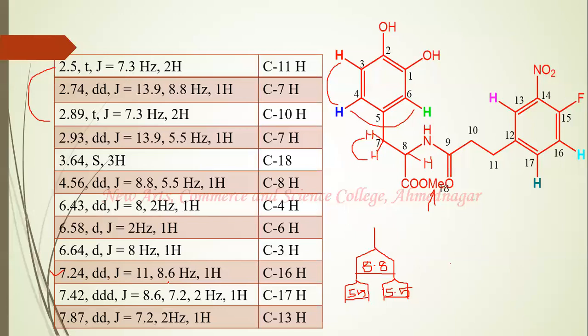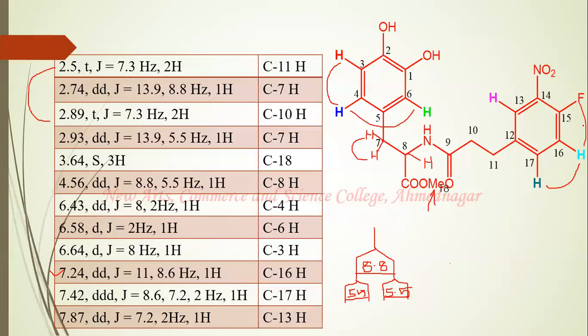Usually this 11 hertz coupling constant value is not seen in case of the aromatic ring. So what could be the reason? We have to check for this coupling constant value. This signal 7.24 is because of the C16 proton. Look at the C16 proton. C16 proton has one ortho proton, C17, and on the other ortho side, it has the fluorine attached. Fluorine is also an NMR active nucleus, or it can also show the nuclear magnetic resonance phenomena.